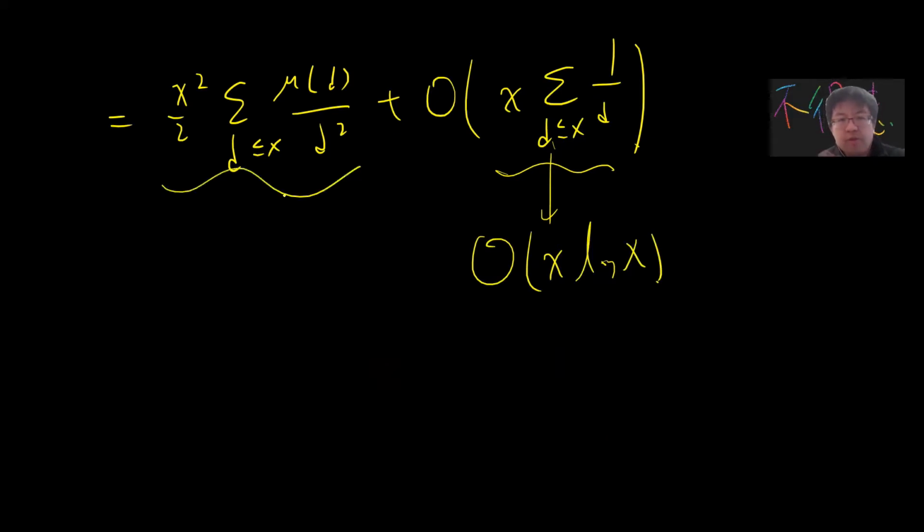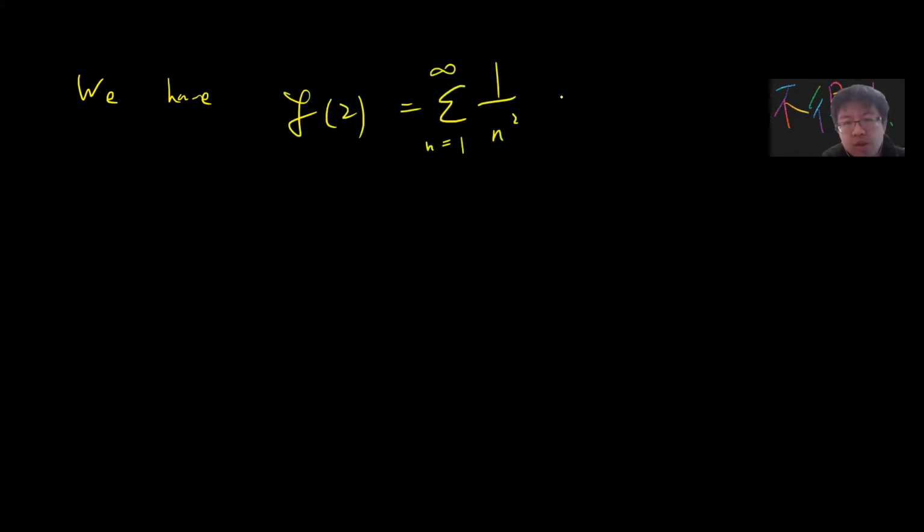So the rest is just to find this sum of mu of d divided by d squared. This is very simple, right? Because we have the following. We know the zeta function at 2 is the sum of 1 over n squared. Then you can use your lovely Taylor series for analysis. However, at least I know 4 methods to prove this is pi squared divided by 6, so you can check out my previous video.